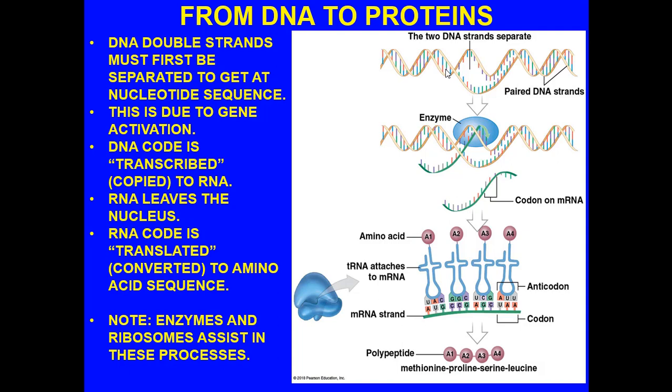RNA leaves the nucleus. The RNA code, which is a nucleic acid code, is going to get translated, converted from the language of nucleic acids to the language of amino acids. You're going to get the amino acid sequence. Now, you have to understand that there are enzymes and ribosomes that assist in these processes. Okay?